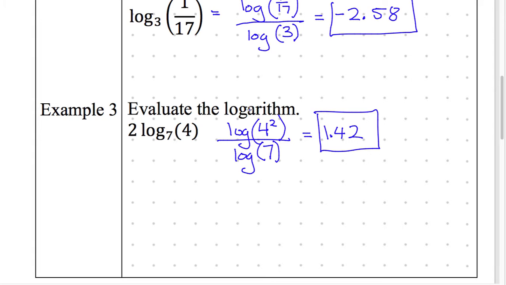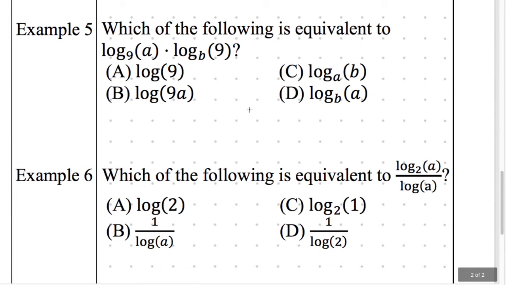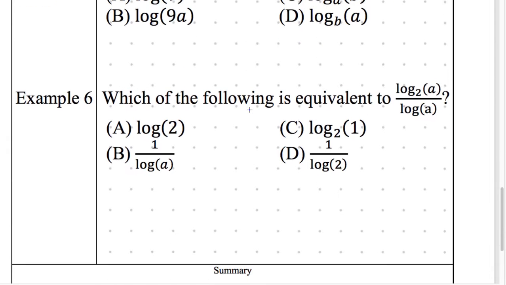Flip over your paper when you're ready to go on to example number 4. That one's going to be a little bit tricky. I'll do example 4 with you, and then I expect you to do 5 and 6 on your own again.